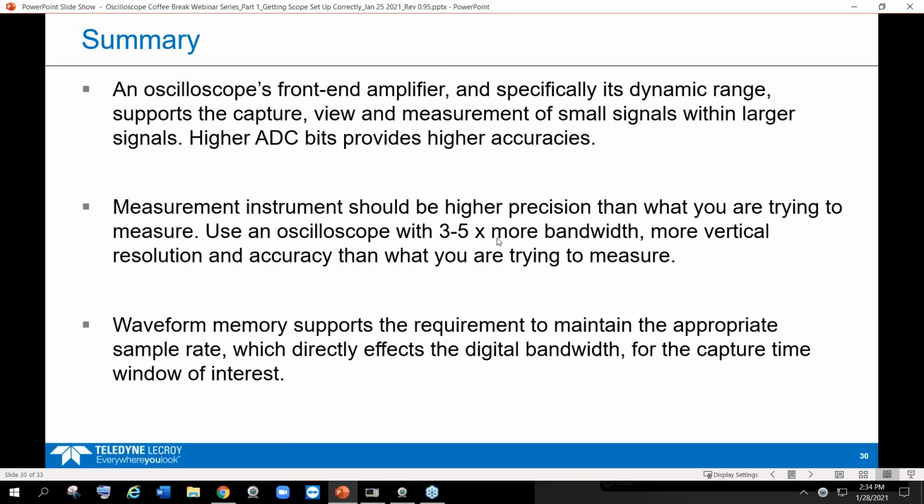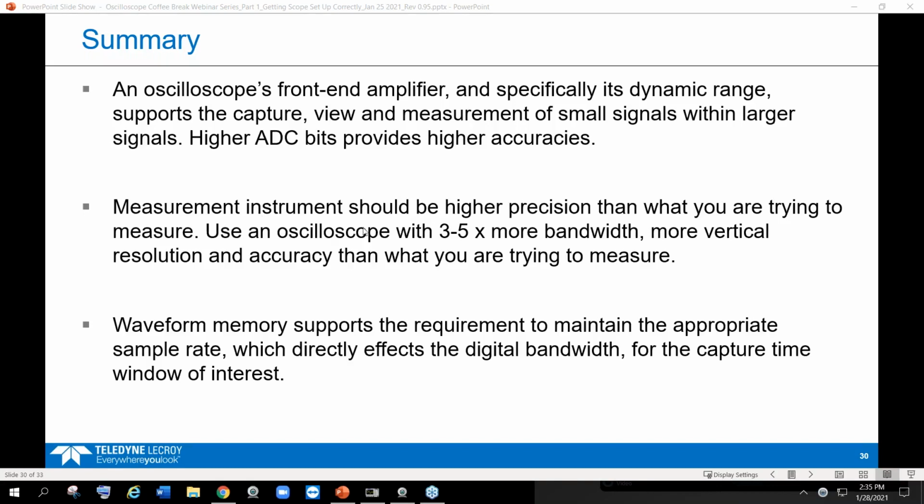Just as a close, and I will open it up for some questions. Again, we covered the analog bandwidth. We covered dynamic range, and how important that is to view small signals in larger ones, and accuracy. And then I think about metrology, where you're using precision equipment to make measurements on other products or signals. Same thing with the scope: make sure that you have the precision that you want from what you're trying to measure.